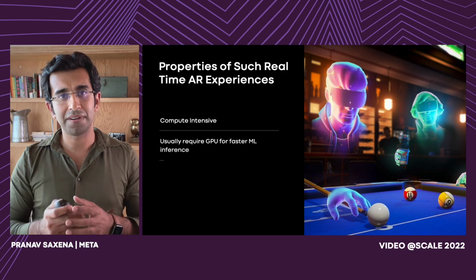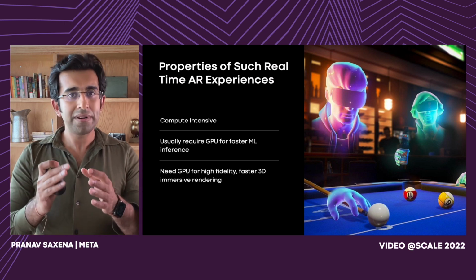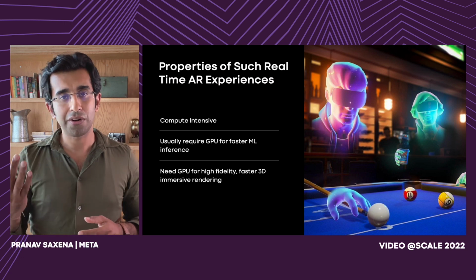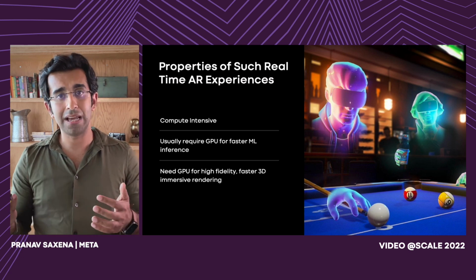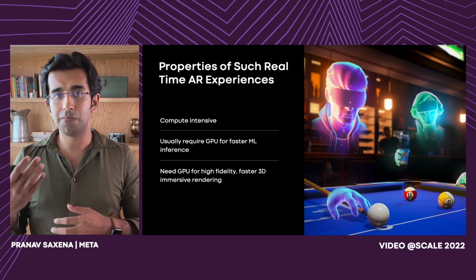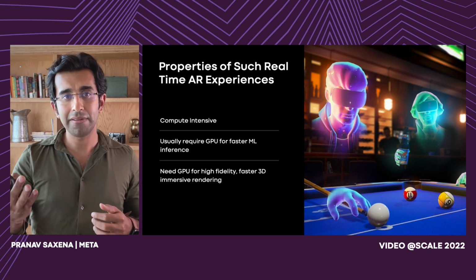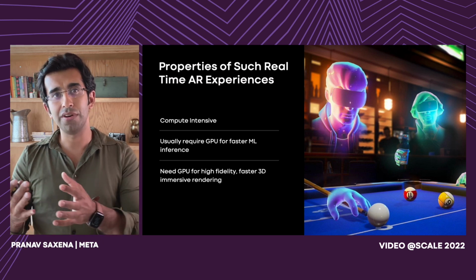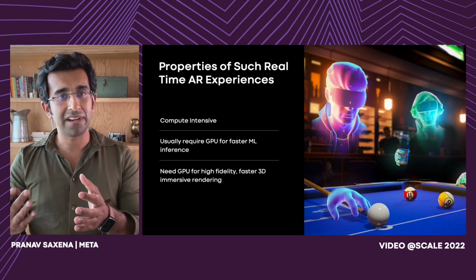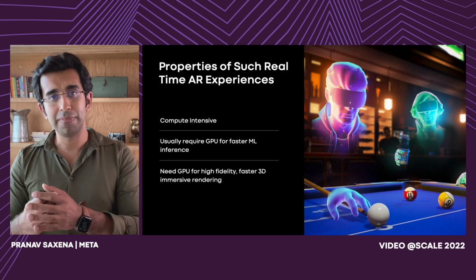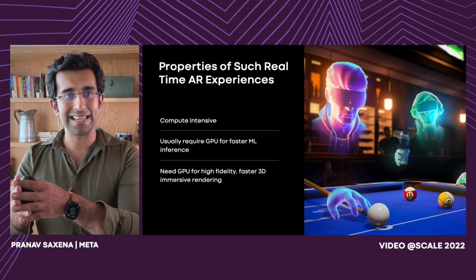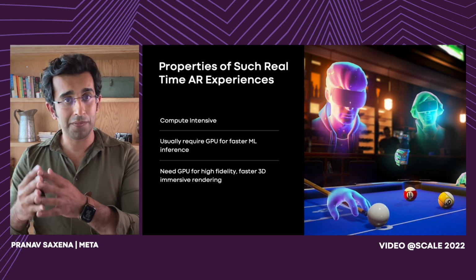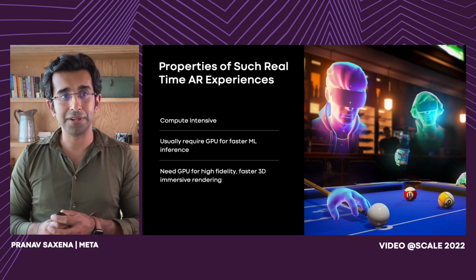So just to summarize what we've seen so far, the properties of such real-time AR experiences are that they are computationally expensive. They could require a GPU to speed up the ML processing. This could involve body tracking, eye tracking. Recently, we added legs tracking support as well. So these are all essentially ML models or neural networks which need to run in real time at a certain frame rate and be able to adhere to the low latency SLAs. And this is exactly where GPUs can make the hardware acceleration available and make our experience more performant and efficient.